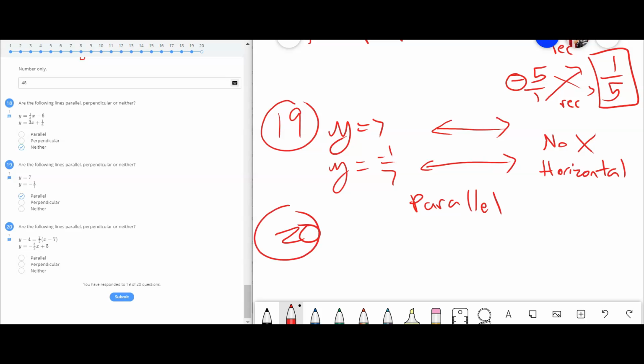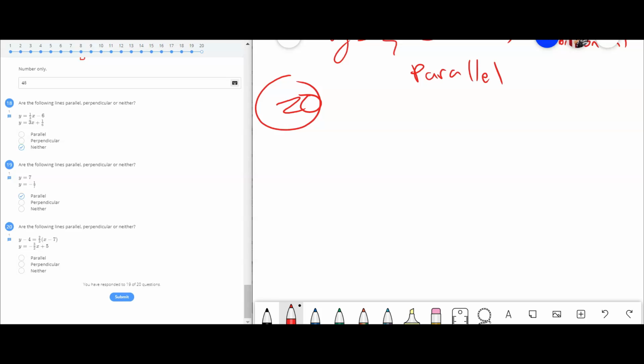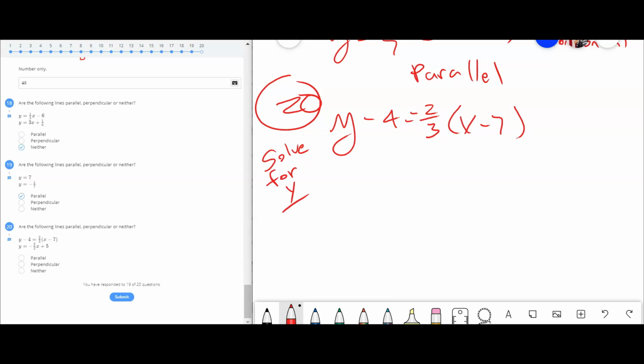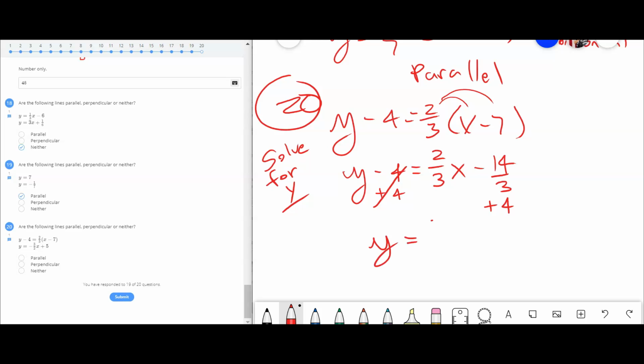Okay? And then last but not least, number 20. This one might be a little bit challenging, but we can do it. So we have this in the form of point slope form. Y'all remember that from algebra 1? So what we want to do first is solve this thing for y. If it's not in y equals, you need to solve it for y. So first thing I'm going to do is distribute the 2/3. 2/3 times x is 2/3 x. 2/3 times -7, -14/3. All right. And then to solve for y, I need to get rid of this loner -4 by adding 4 to both sides. Now I'm doing this a little fast, but you could do it with your calculator as well.